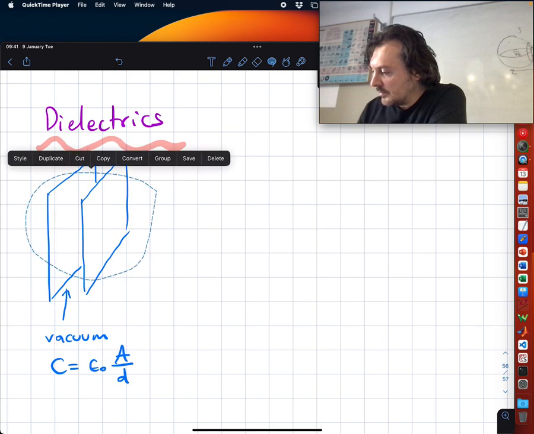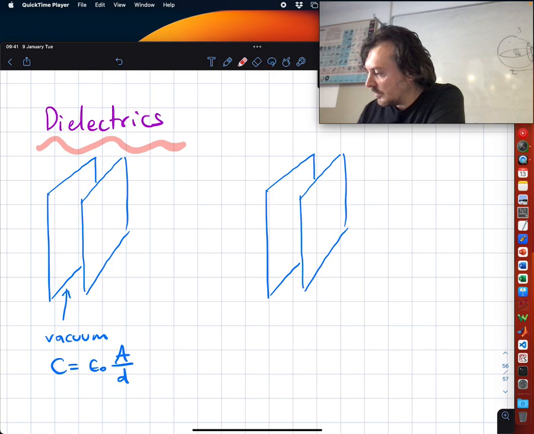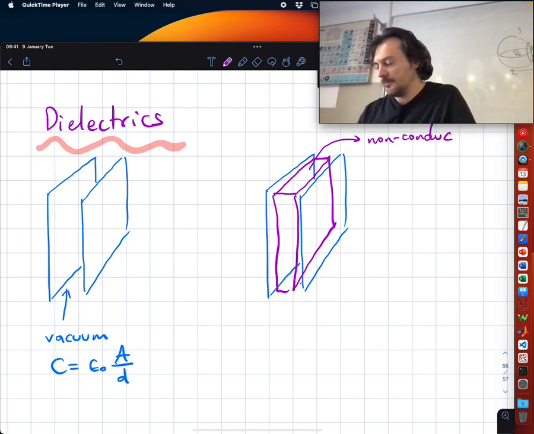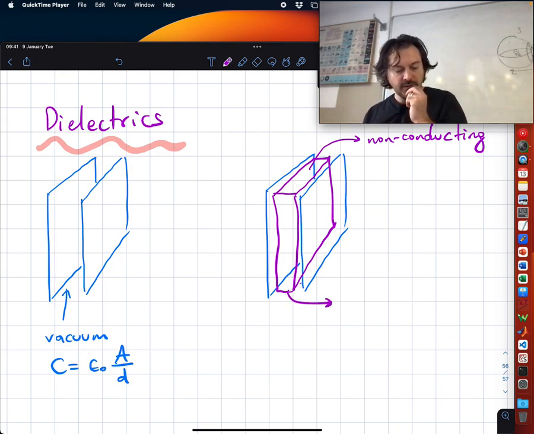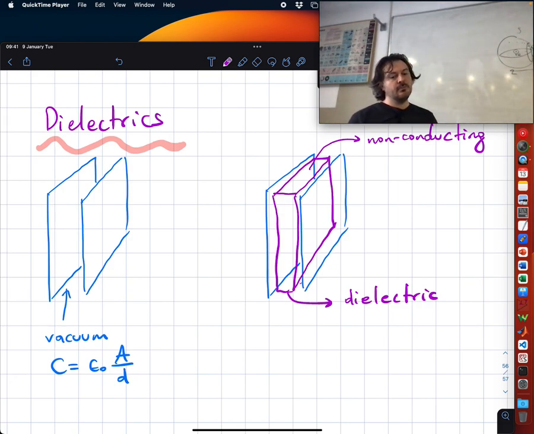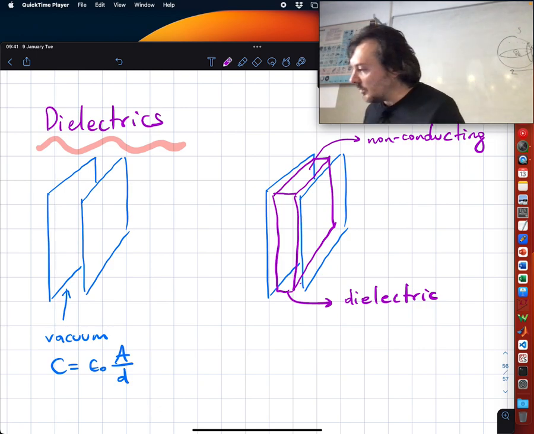Now let's duplicate this and put something in between. So I'm going to put a material. Some sort of a material in between. And this material is non-conducting, okay? And that non-conducting material in between is going to serve us as a dielectric. So any non-conducting material can be thought of as a dielectric. And we will see that dielectrics increase the capacitance. Capacitance becomes K times epsilon 0 times A over D.